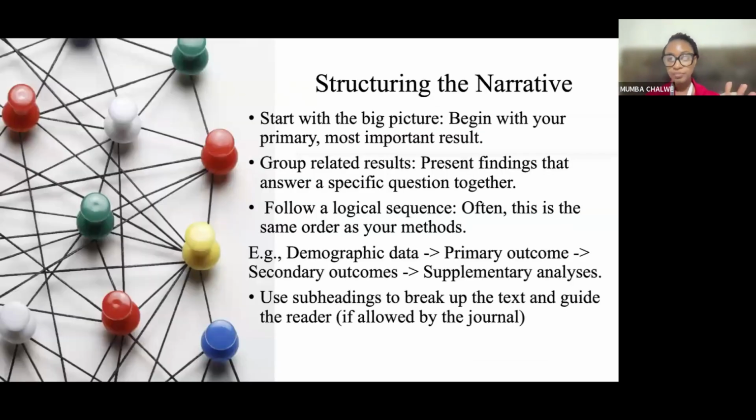So how do we do it? You start with a big picture. Okay, the most primary, the basis of your entire study, your biggest result, your most important result, right? And then for other findings, you group them together. Basically, you want to present findings that answer a specific question. You want to put them together, right? You were looking for the impact of X on Y.